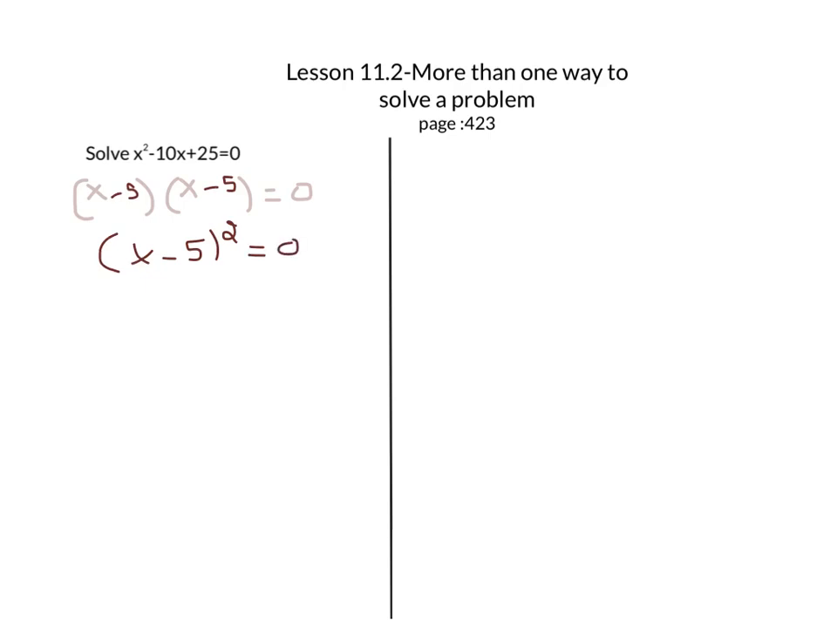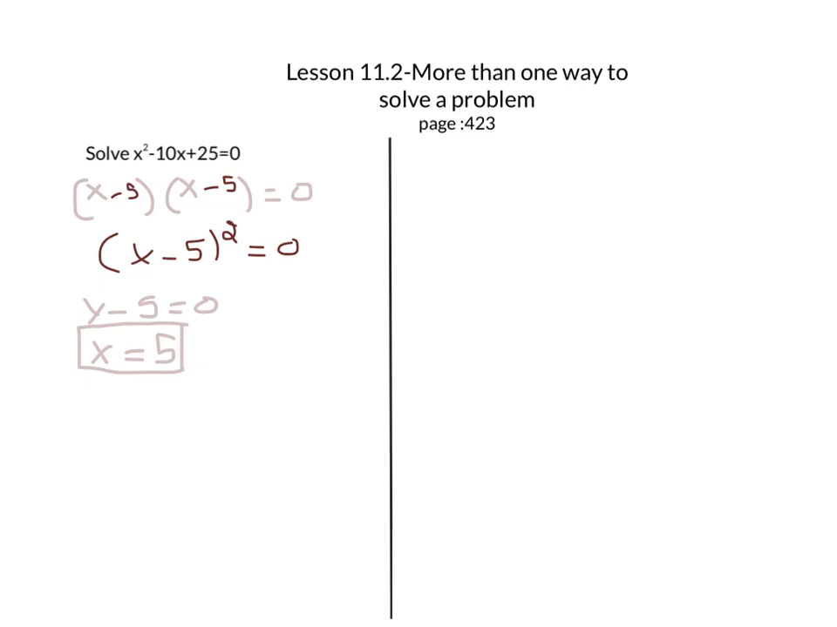Using the null factor law or zero product property, that means each factor is equal to 0. But here both factors are the same. I only need to write x minus 5 equals to 0. This means x is equal to 5. As you can notice here, I don't have two solutions. I only have one solution, which is x equals 5, because both factors are the same.